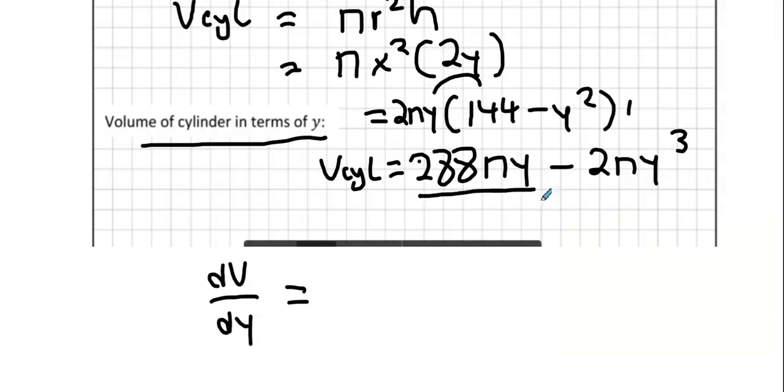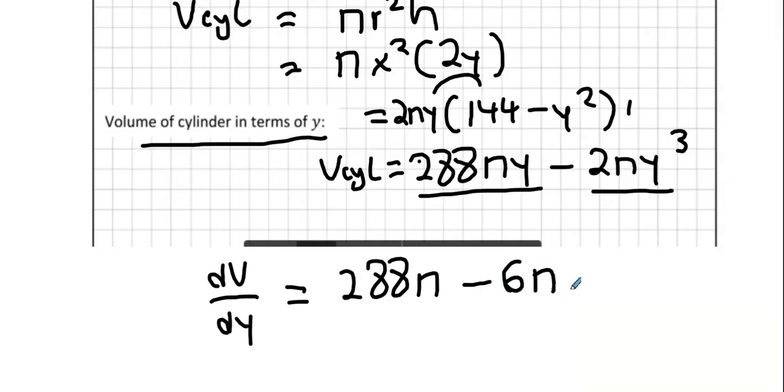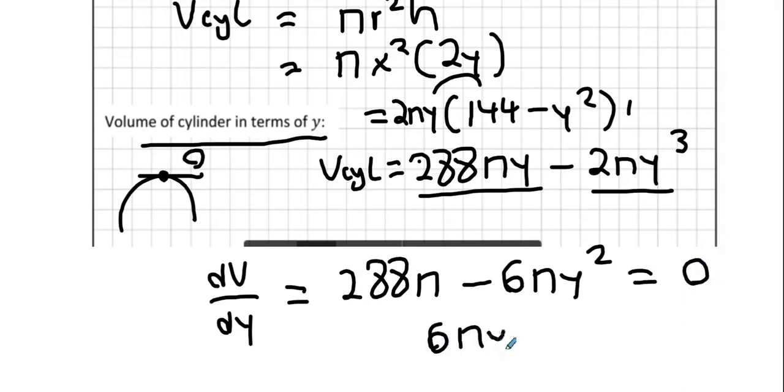So what happens when I differentiate this? What happens to the y? It disappears and we get 288 pi. Differentiate this part. We got 6 pi y squared. And at a maximum, what do we know? Slope is 0. Okay. I'm going to get 6 pi y squared equals 288 pi.